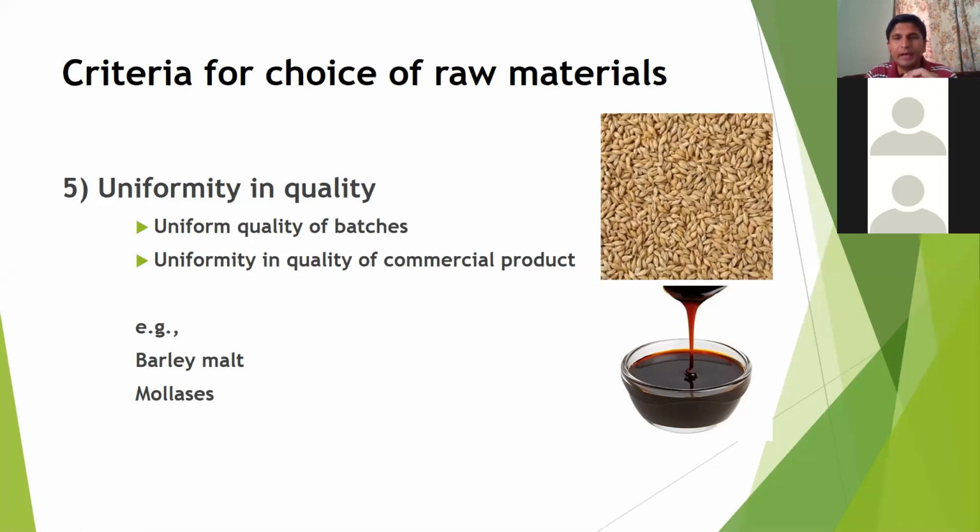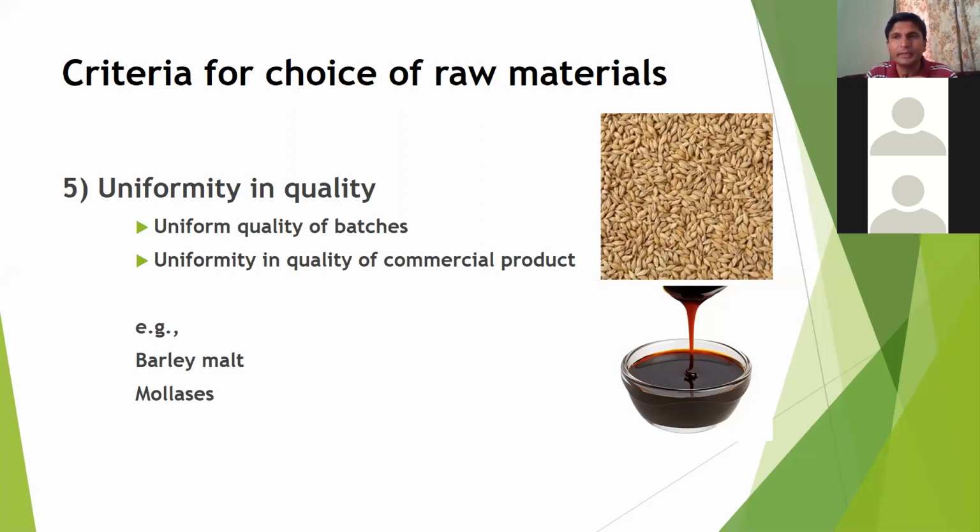So if a batch of a raw material is of good quality, and the second batch is of low quality, and the third batch is of medium quality, then it means that our final product would be different in qualities. So when it reaches the market, it would not satisfy the consumer requirements or the consumer's satisfaction that would be very necessary for the industry. So our raw material should be uniform in quality.